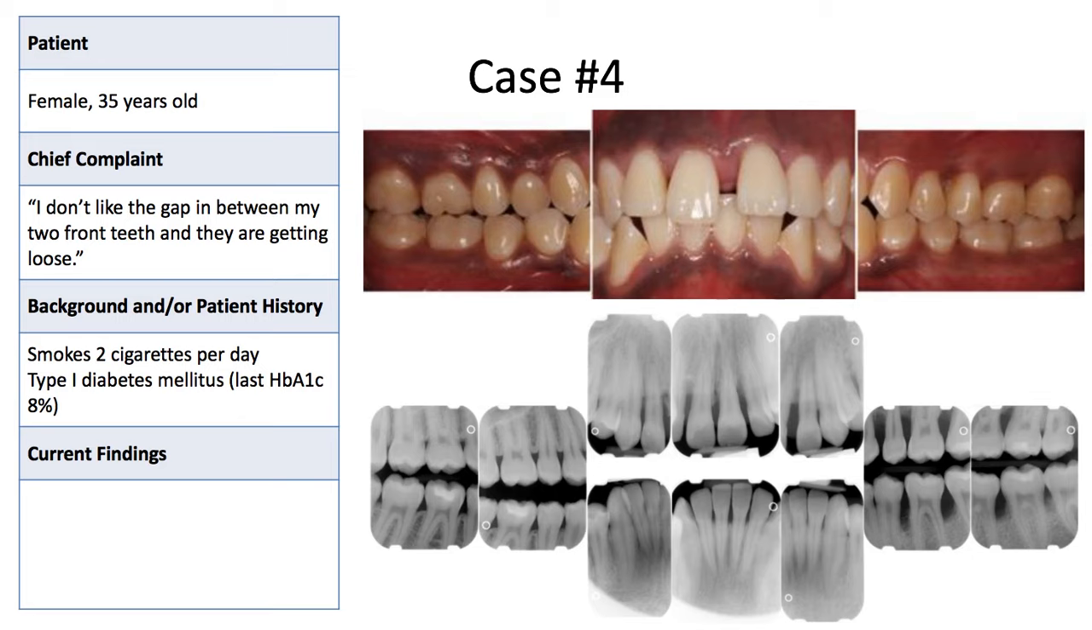Okay, and I have one more case for you guys, case number 4, and a few things about this one should stick out right away. No pun intended. Her chief complaint is the first thing we look at, the gap between her two front teeth, and that those two front teeth are starting to get loose. And now, why might that be?